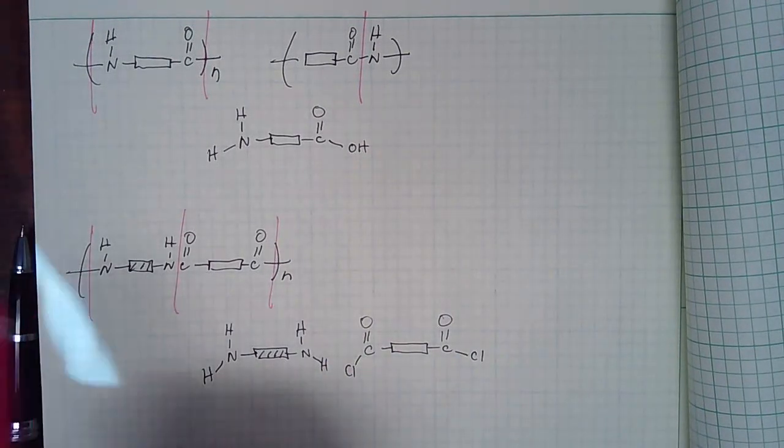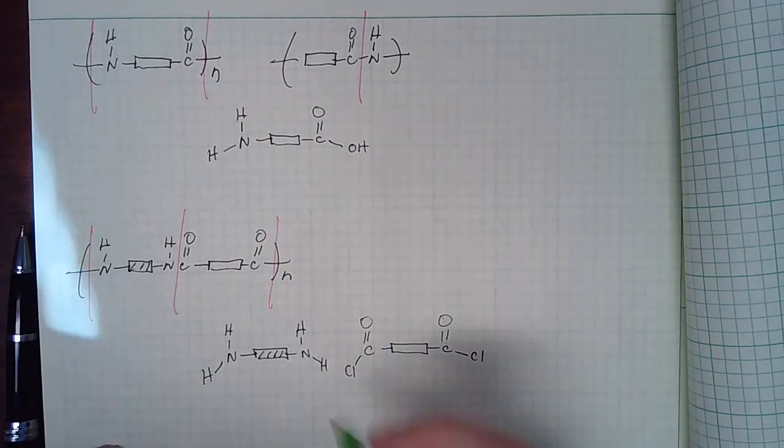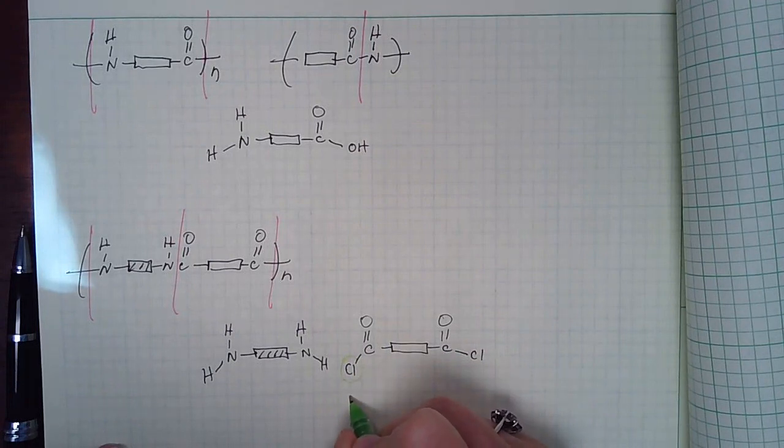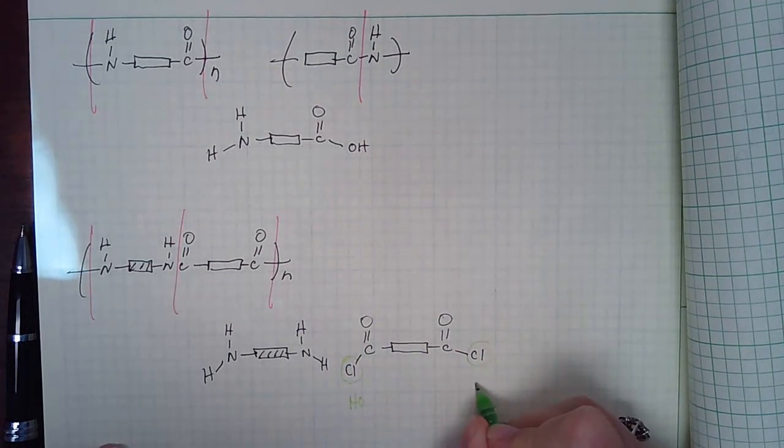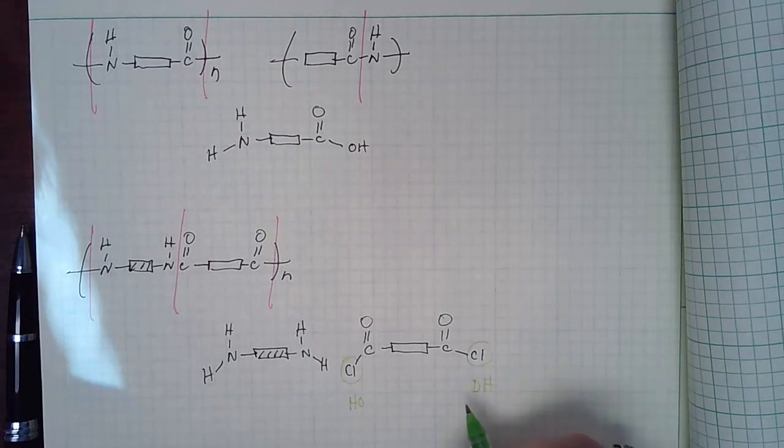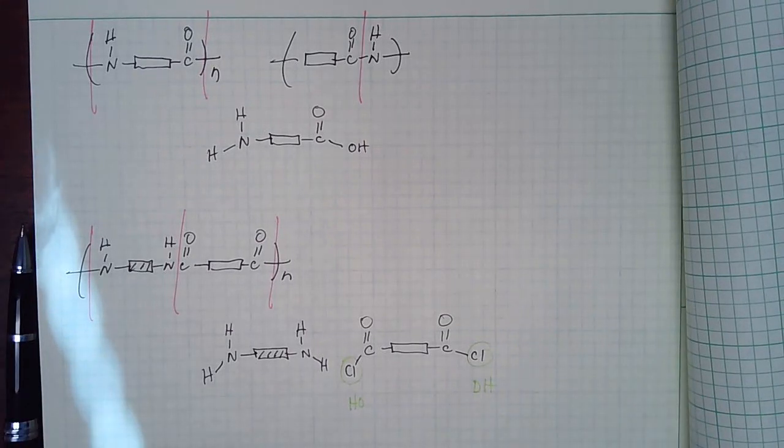But again, this could have been an OH group as opposed to a chlorine. Both are equally correct. There's no way to know if it was made from a diacid chloride or a diol.